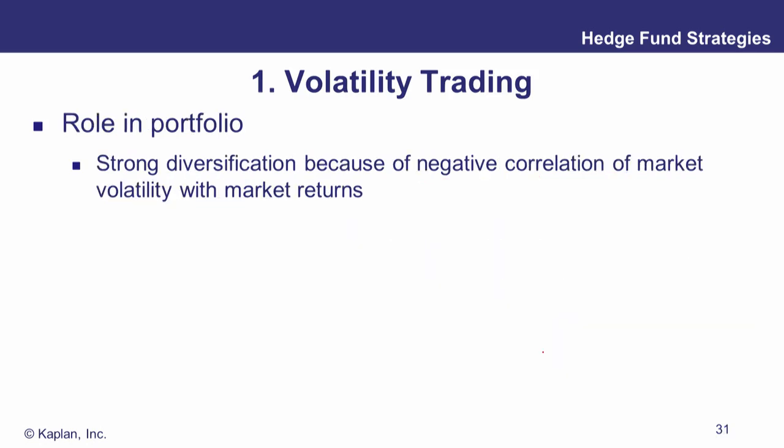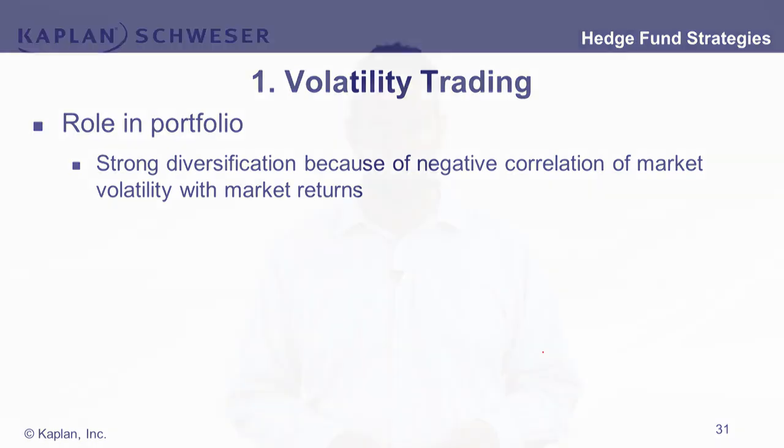In the portfolio, lots of diversification. We saw it before. There's negative correlation with the market, negative correlation with traditional asset classes, and also some high returns as well, which was in the previous slide and isn't repeated here. Okay, so there's our volatility strategy.